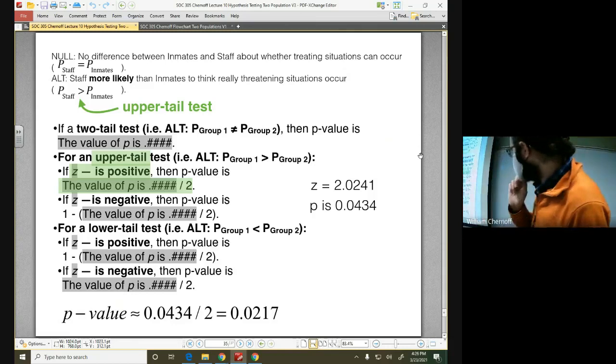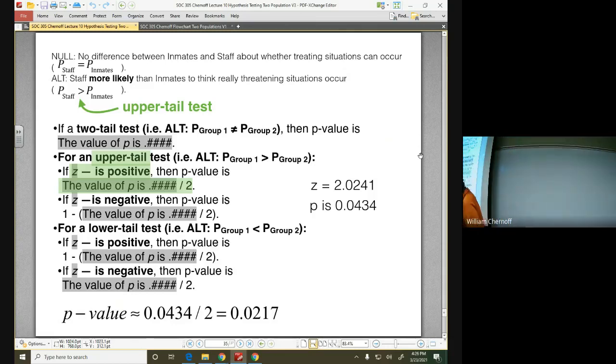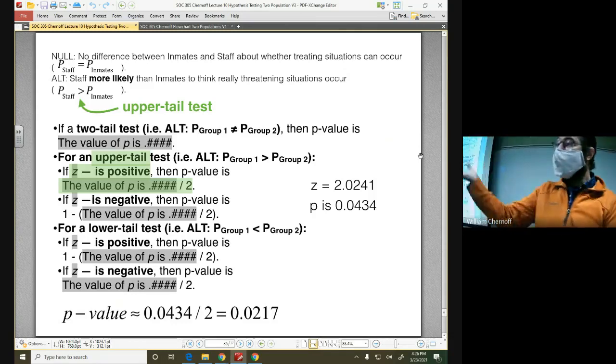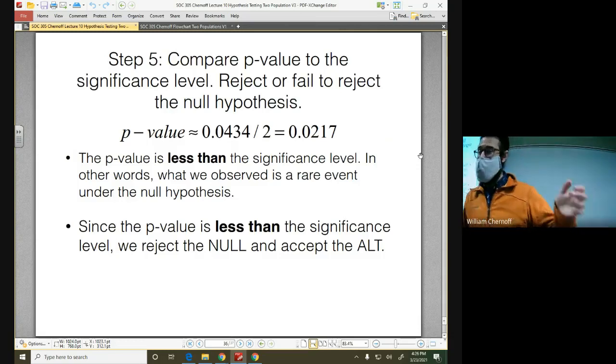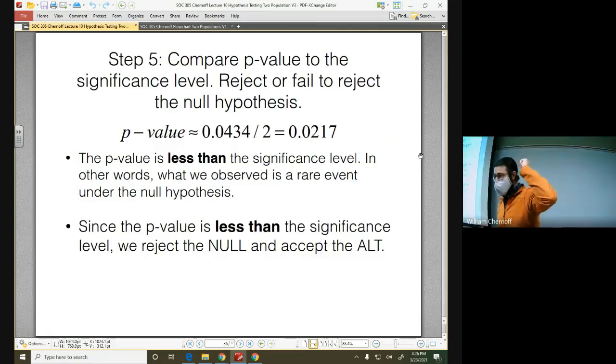So here our P value is actually equal to 0.0434 divided by 2, which is equal to 0.0217. So we have our P value. Once we have our P value, we can make a decision. We can use that P value to decide whether or not that doubting scientist was correct or not.